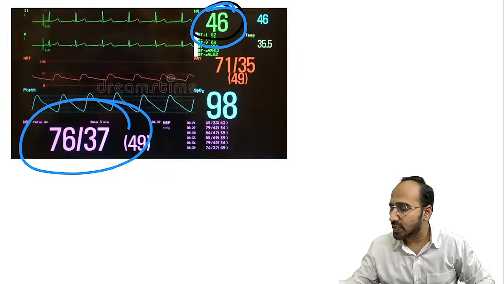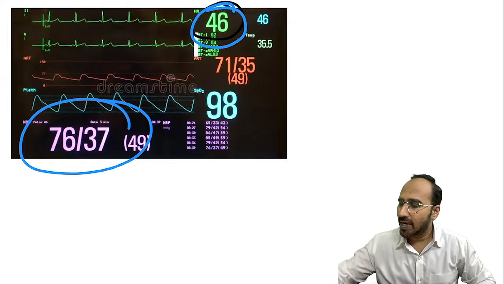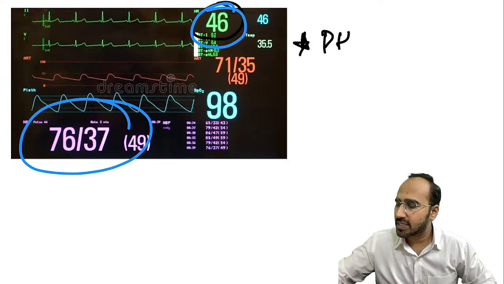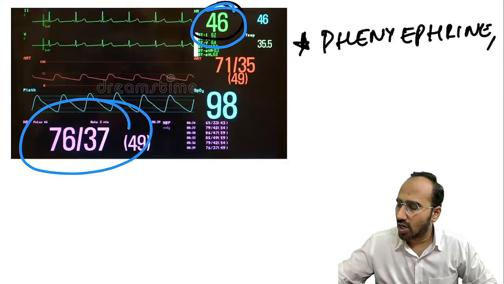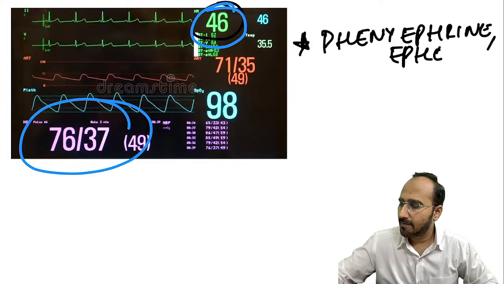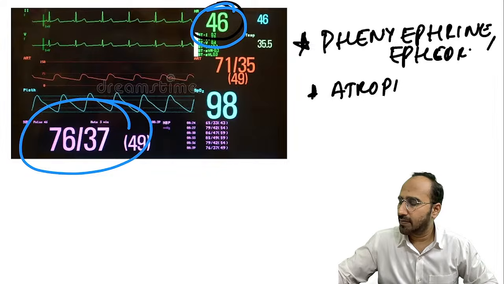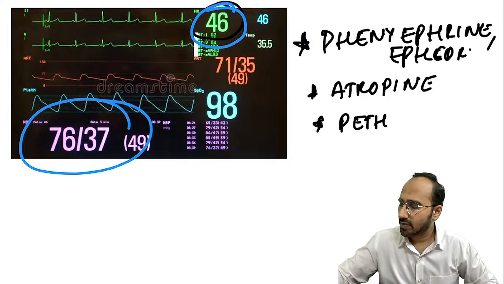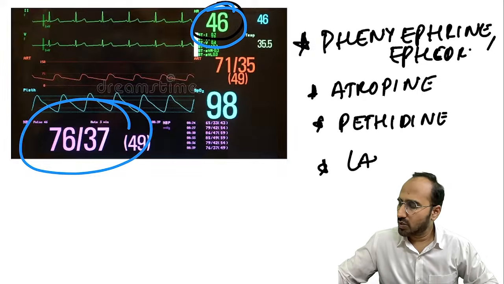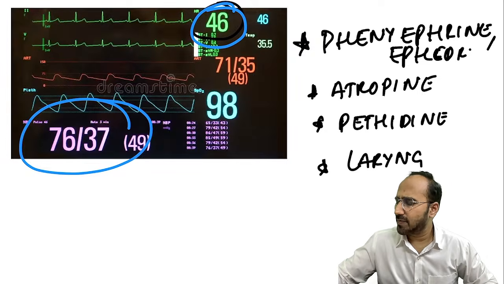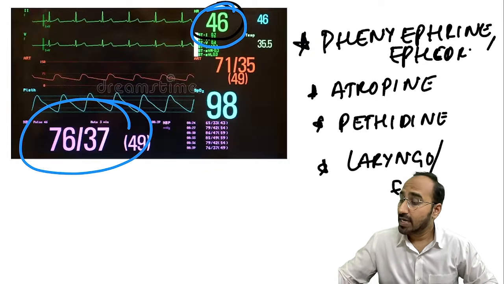So what I usually used to do is, before giving spinal anesthesia, I keep some drugs such as phenylephrine or ephedrine. Next, atropine I'll keep. Next, pethidine I'll keep. Next, I'll keep laryngoscope and ET tube. I usually prepare in the emergency drug tray. Okay? Now guys, look over here.